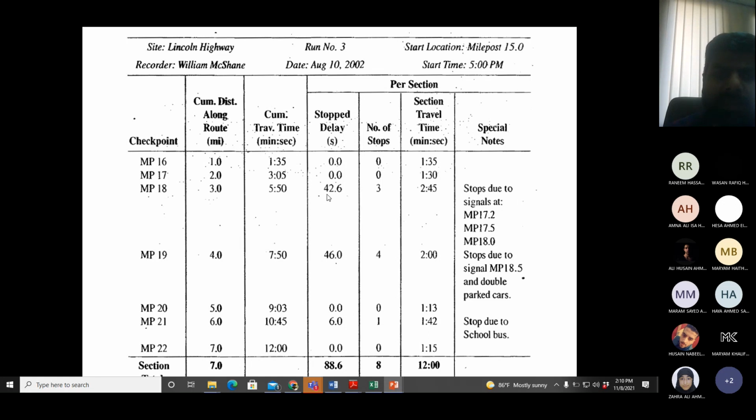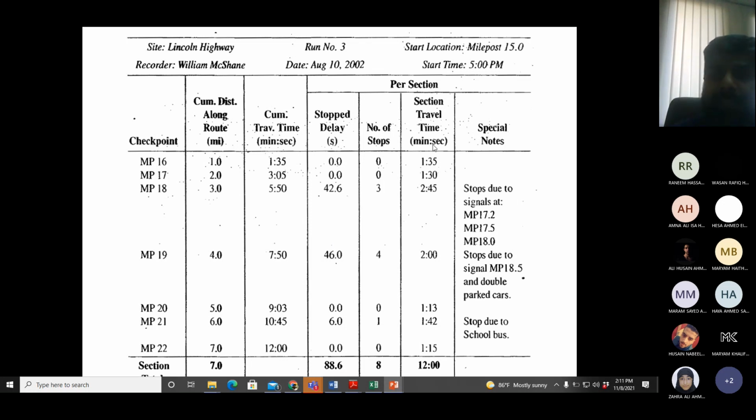If I say 42.6 seconds of stop delay, this is not from the start point. This is for the section between MP 17 and 18. And the number of stops, how many times the car was stopped in these 42.6 seconds? 3 times. Similarly, this 46 seconds is between MP 18 and 19, and the car was stopped between these two points 4 times, consuming a delay of 46 seconds.